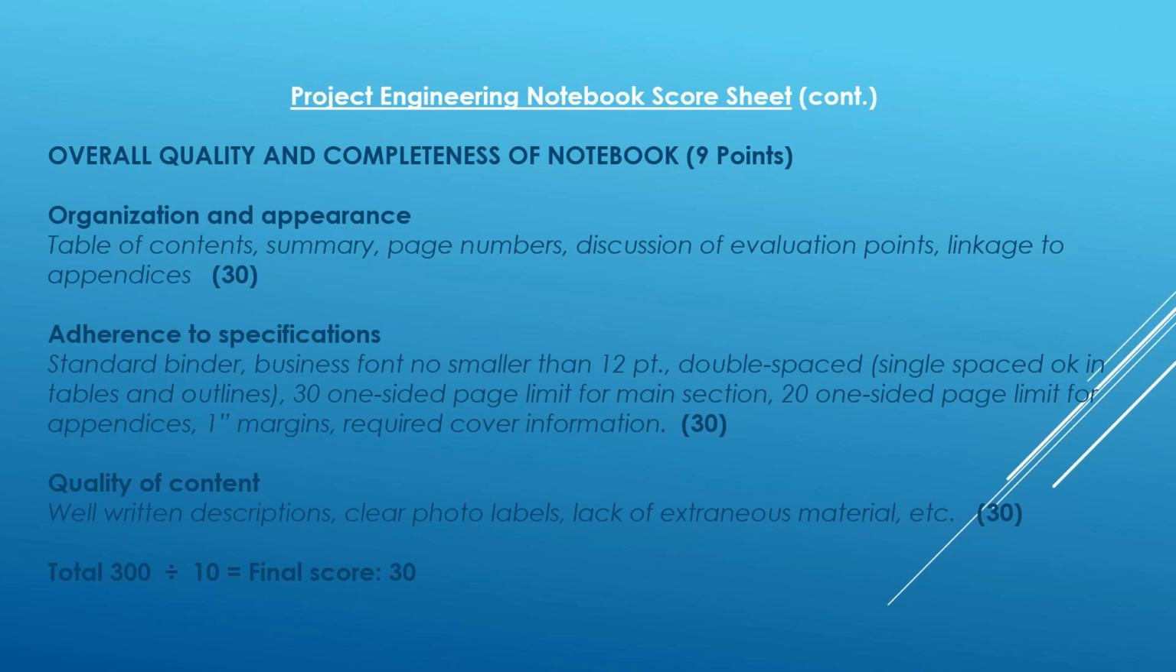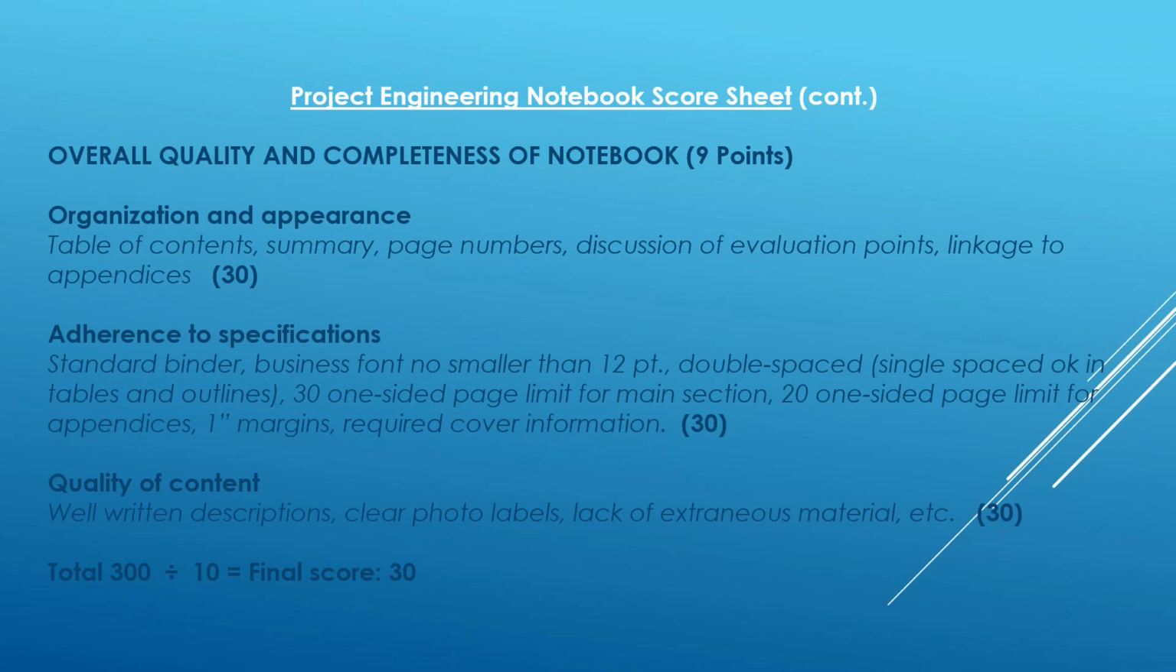The notebook needs to be in a standard binder, in business font, no smaller than 12 point, and all of these are specified on the BEST website. Then we also will look at the quality of the content. Are descriptions well written? Are the photographs clearly labeled? Just having a page with 4 or 5 photographs, we won't know who the folks in the picture are nor what they're doing. So we need labels that tell us those things.